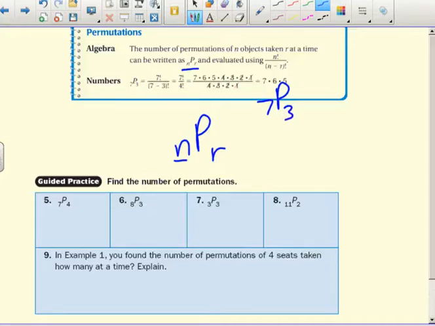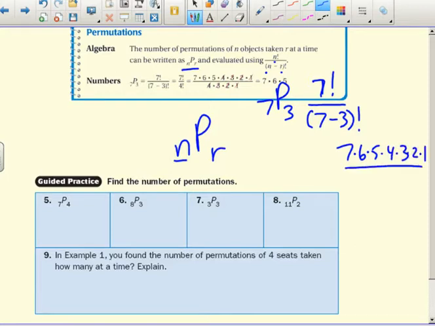All right, and the formula for that is you take n factorial, so it'd be 7 factorial over, we take the amount of things we have, and then we subtract how many we're taking. So we put n in for n, and r goes in for r. So that would be 7 times 6 times 5 times 4 times 3 times 2 times 1 over 4 factorial. So that would be 7 factorial over 4 factorial.